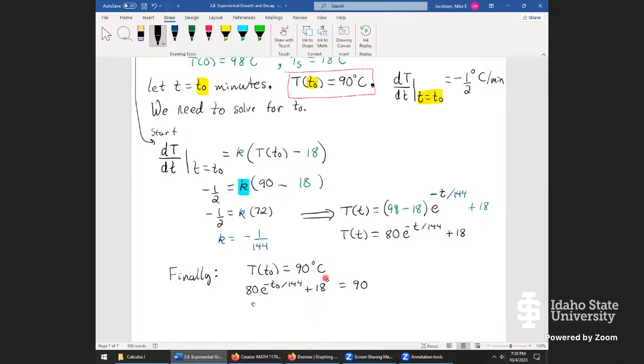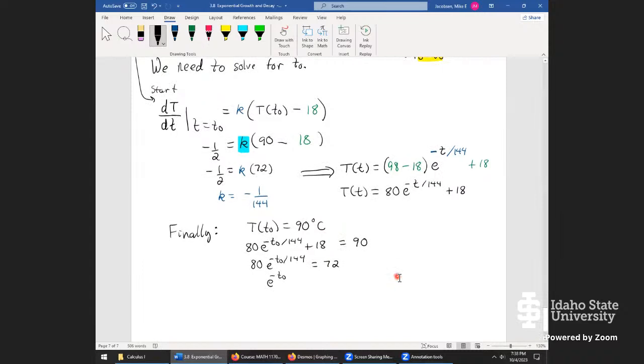Subtract 18 from both sides, and we will get, let's see, 72 on the right-hand side. Divide both sides by 80, and we get e to the -T naught over 144 equals, I feel like 72 over 80 should reduce. 8 goes in the numerator 9 times, the denominator 10 times. So we get 9/10 there.